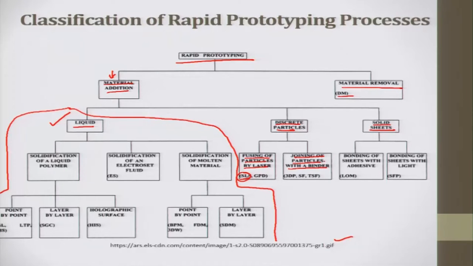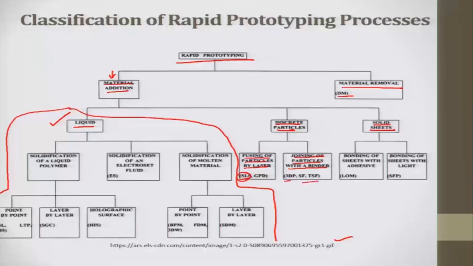Then also we have, in discrete particles, joining of particles with a binder. The discrete particles are in powder form. When these are mixed with the binders, after some time the material solidifies. So, this is 3D printing and other processes. Then we have solid sheets, bonding of sheets with adhesive. We have the process LOM, that is laminated object manufacturing.